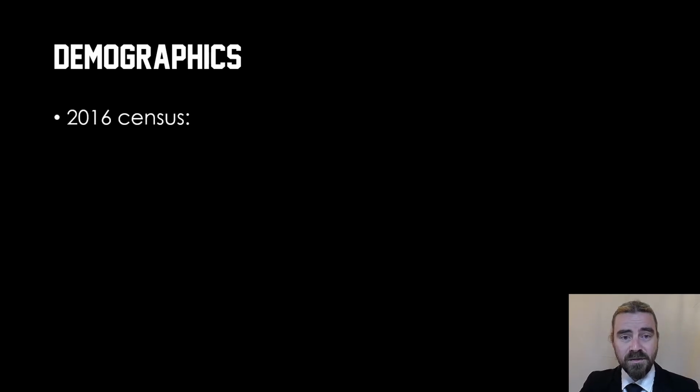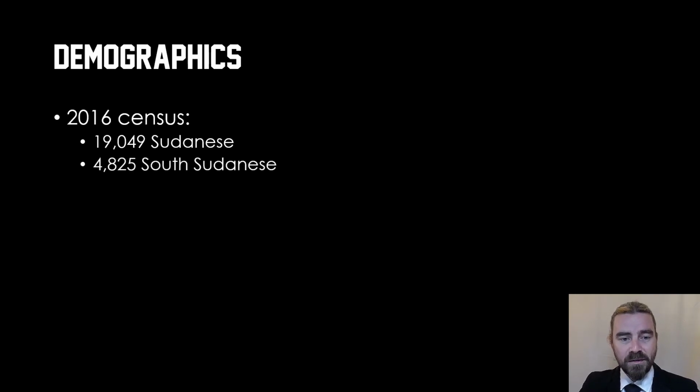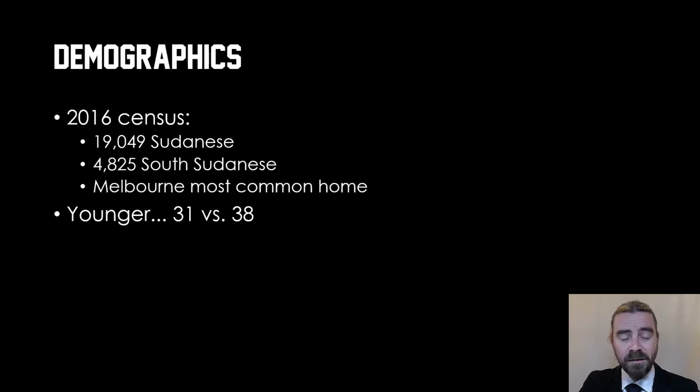In the 2016 census, there were 19,049 Sudanese migrants, 4,825 South Sudanese migrants. Melbourne was the most common home for these migrants. They're younger than the average population. The average age for Sudanese migrants is just 31, and in Australia it's 38. The average age for people from more traditional societies is generally younger.